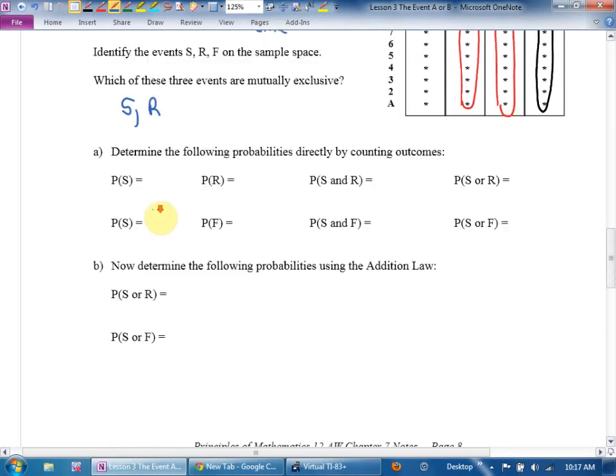So it says, determine the following probabilities by counting the outcomes. What's the probability of a spade? I don't want it reduced, please.